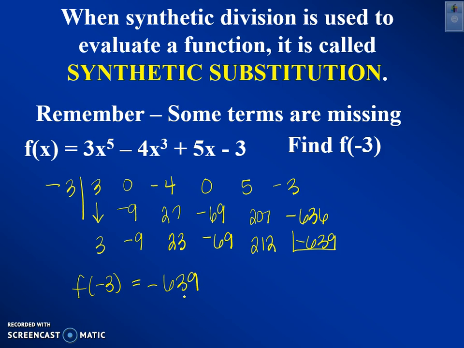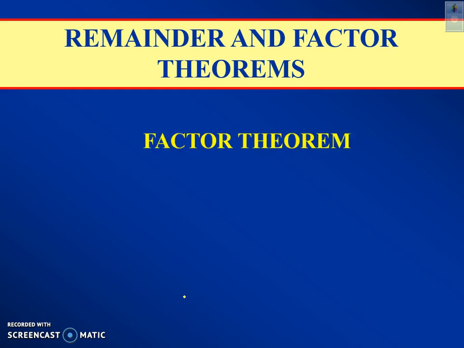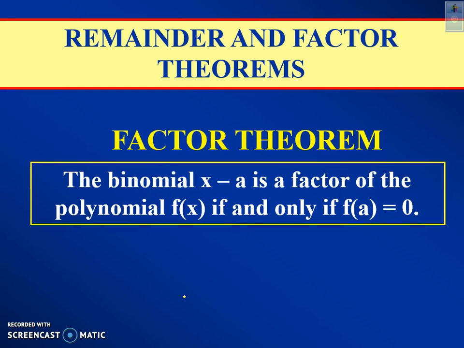Okay. So what does all of this mean in relation to polynomials that we've been talking about? Well, we have something called the factor theorem, which says that the binomial x minus a is a factor of the polynomial f of x if and only if f of a is equal to 0. So meaning, if I were to substitute in that value, use synthetic substitution to solve, and I get a remainder of 0, then that means that it's a factor.